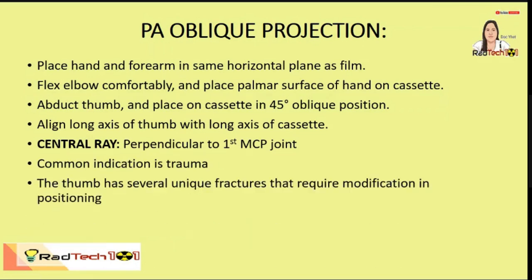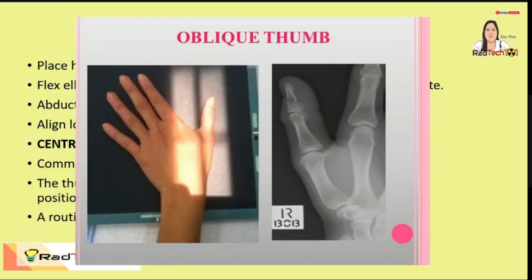This is also for trauma. So, the same rin requires modification in positioning, routine also. So, ito siya, PA oblique. So, simple lang. Yun yung sinabi ko kanina, naka-prone yung ating hand, automatic naka-oblique na yung ating thumb. Wala nang ibang gagawin pa. Prone lang yung hand, ilayo lang yung ibang fingers, yung second to fifth fingers, para makita yung ating thumb. Automatic, naka-oblique na siya.